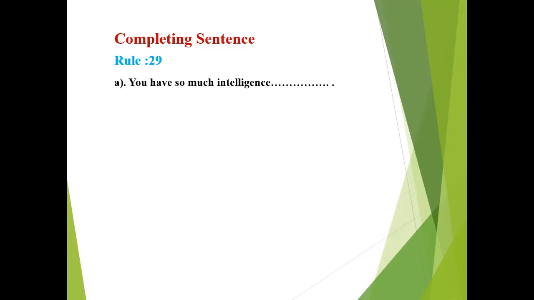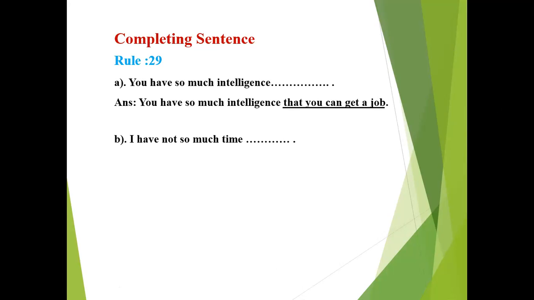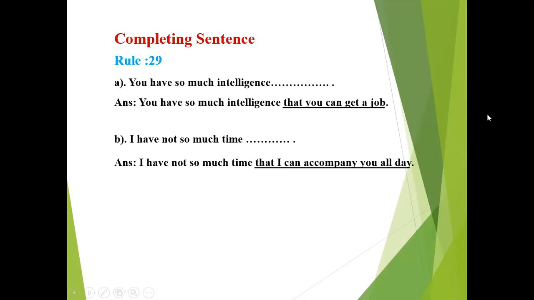In order to complete an incomplete sentence where there is that used after it, or where there is so, that is used after it, the structure will be that plus subject plus verb plus extension. So the answer will be: you have so much intelligence that you can get a job. B, I have not so much time dash. The correct answer will be: I have not so much time that I can accompany you all day.